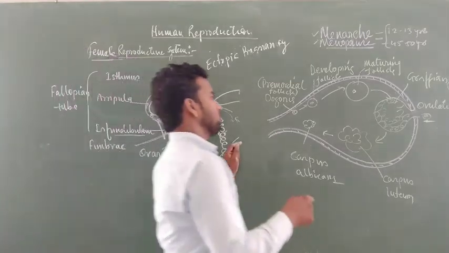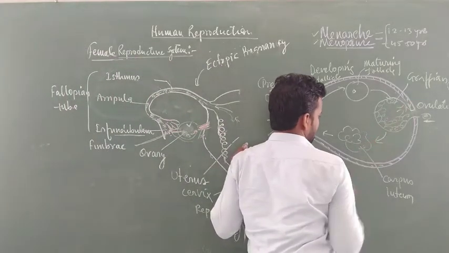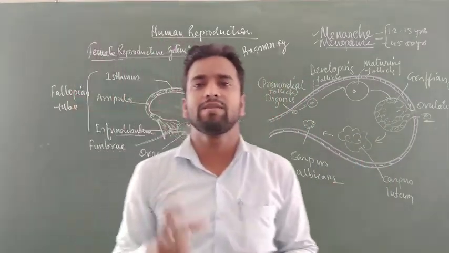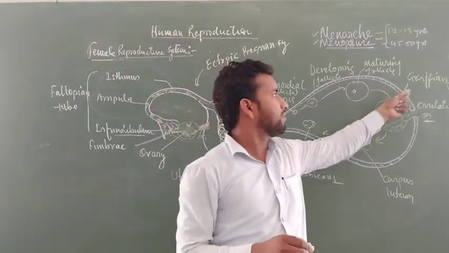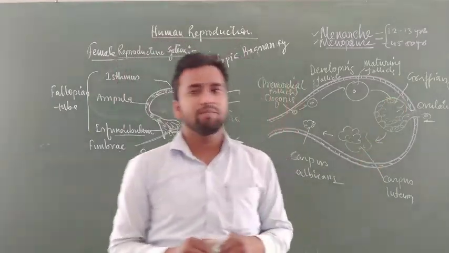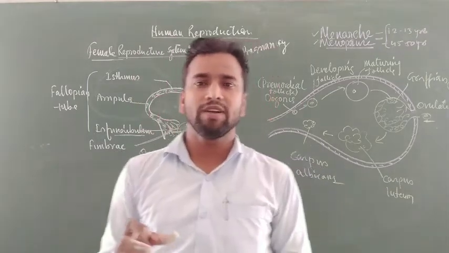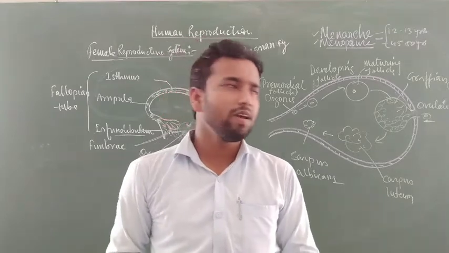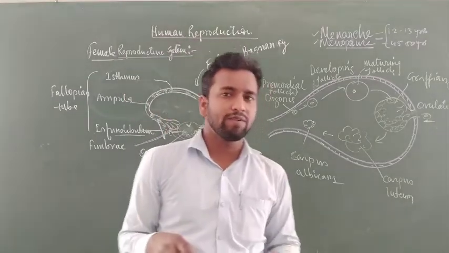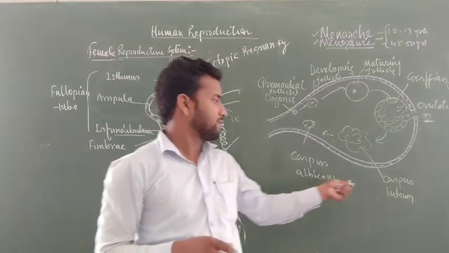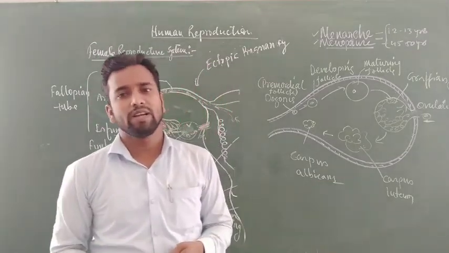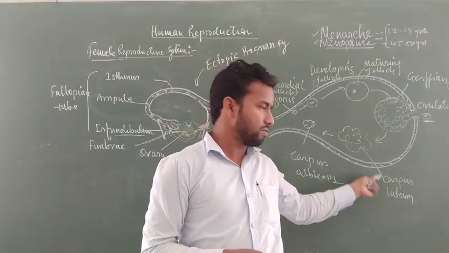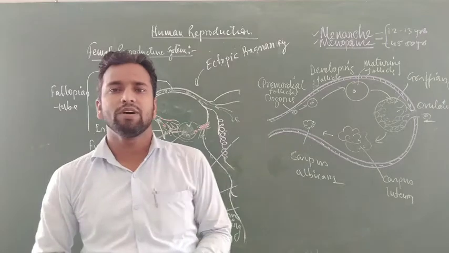Now after ovulation, the Graafian follicle converts into the corpus luteum. One question arises from this: what is the basic difference between the Graafian follicle and the corpus luteum? Is there any physiological difference? Of course, there are some physiological differences. In the Graafian follicle, the egg is present before ovulation. In the corpus luteum, the egg is not present. The Graafian follicle is the initial stage of producing the egg, while the corpus luteum forms after the release of the egg.